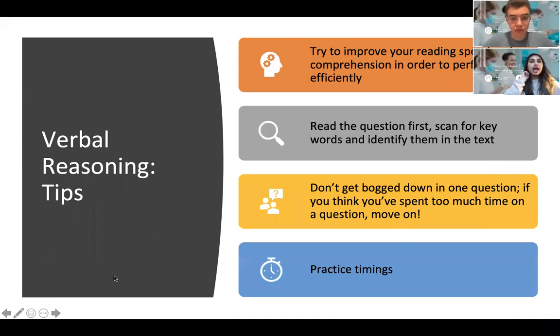So we have 4 main tips here for verbal reasoning. First, try to improve your reading speed and comprehension in order to perform more efficiently. You are going to get passages of information that are 200 to 300 words long, so you need to be able to read as quickly as possible and understand what you're reading. Don't stress too much about reading as quickly as possible, because again, you need to have the skill, as mentioned in the second tip, to scan for keywords.